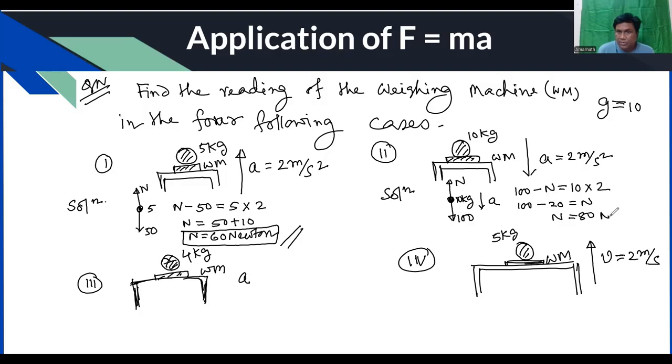So 80 Newton is the apparent weight, or 80 Newton is the normal reaction, or the reading of the weighing machine. All are the same only, okay? All are the same: apparent weight, reading of the weighing machine, and the normal reaction.